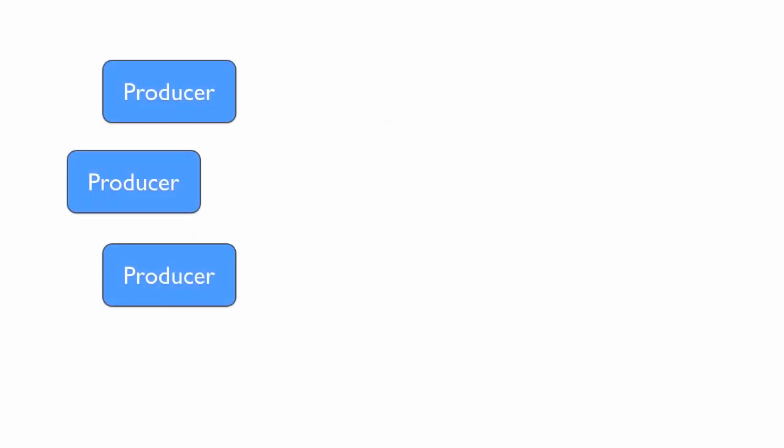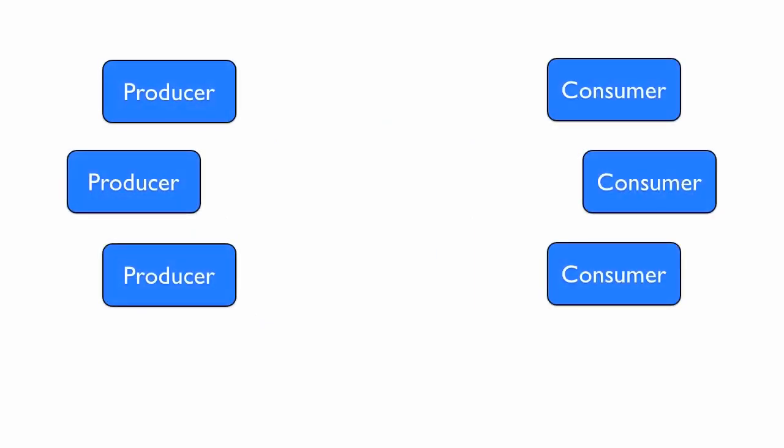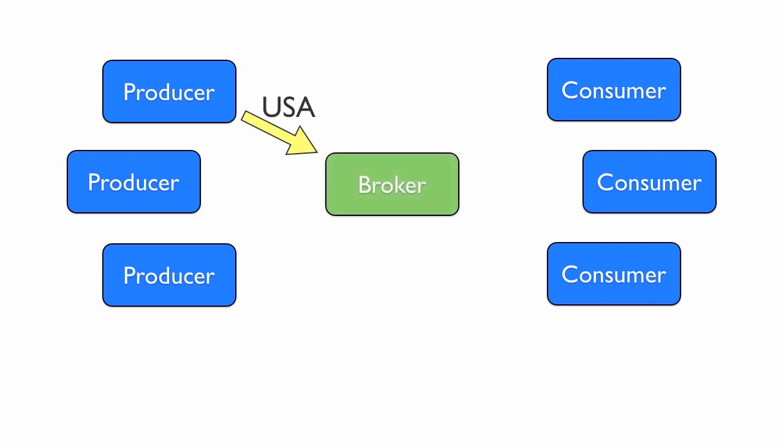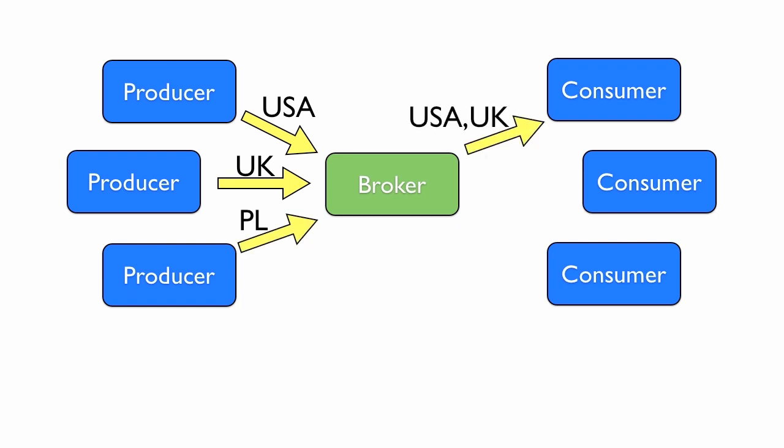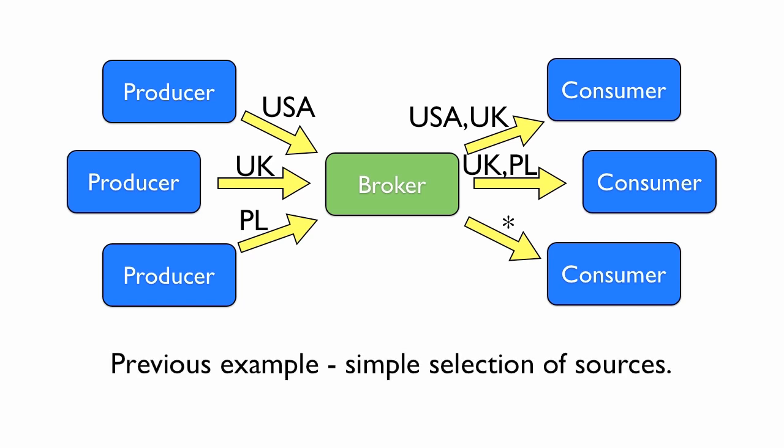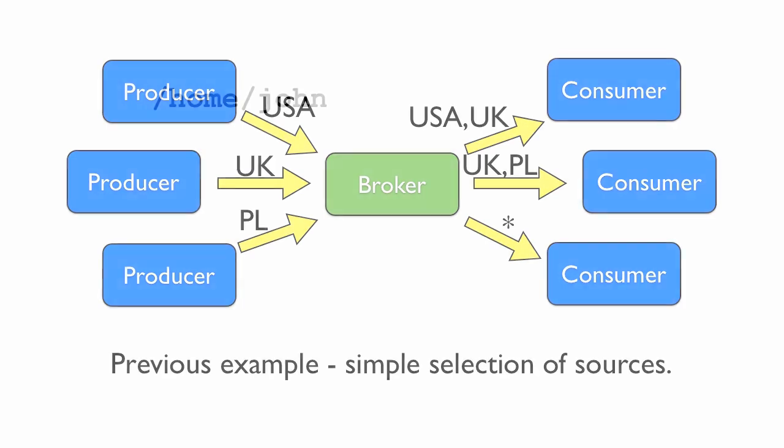In the previous part of this tutorial, you have seen a very simple weather monitoring system with several producers and consumers. Producers send messages from USA, UK and Poland to the broker, and the broker redirected those messages to interested subscribers. The subscription scheme was very simple because it was based on full name matching. That is, the subscriber told the broker exactly from which producer it wanted to receive the data. But it can be much more flexible than this.